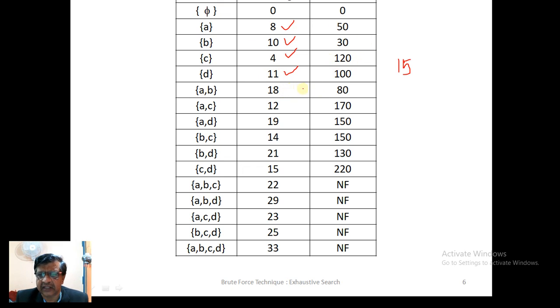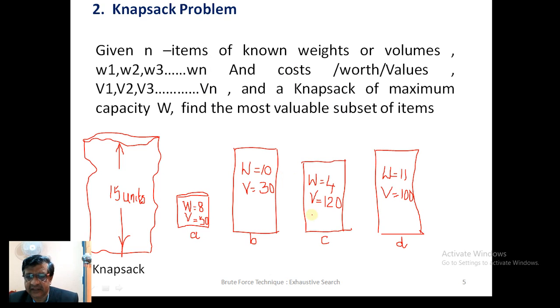Here this is not feasible, this is feasible, this is not feasible, and like this, and this is feasible, and this is not feasible, this is feasible, and all of them are not feasible. They are not feasible solutions at all. Therefore, among the feasible solutions, we have here the maximum valued subset. The subset contains the thing labeled C and the other thing labeled D, that is C and D.